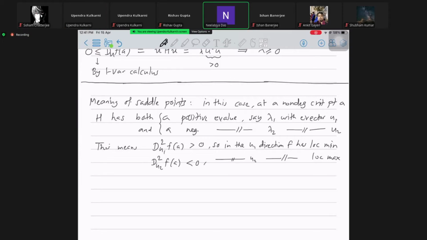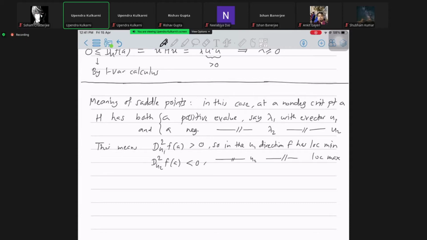Sir, in the U1 direction it has a local minimum, means along that line itself, right? We are considering the neighborhood, that's all, right? Okay. Yeah, and that probably is a better way to say that if I slice the function.